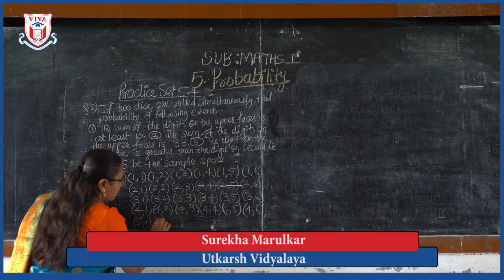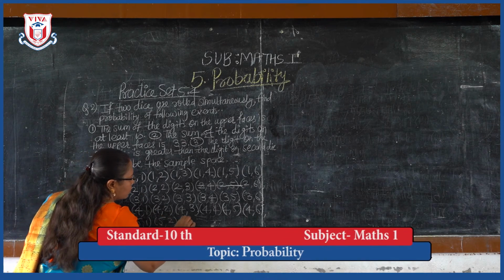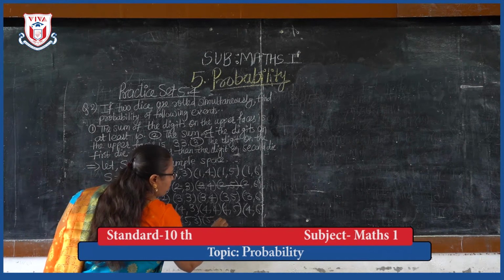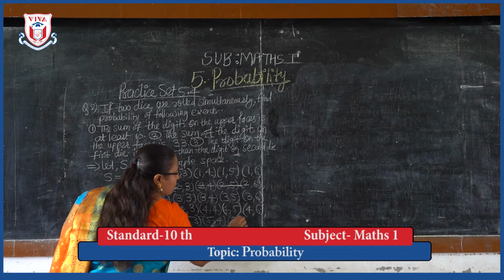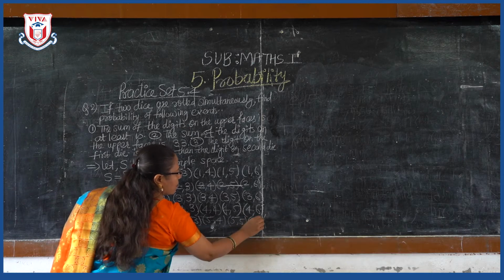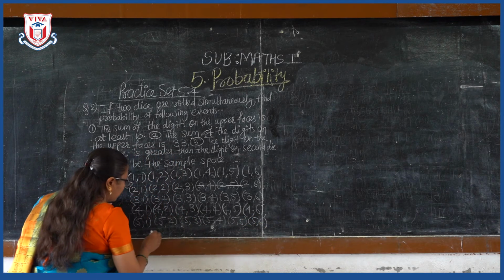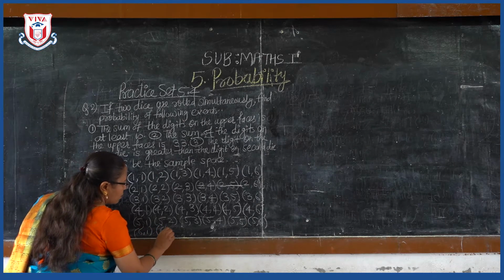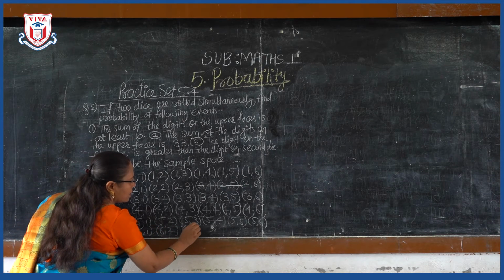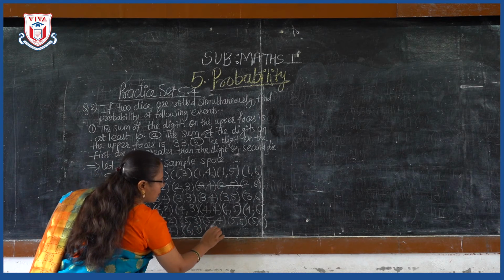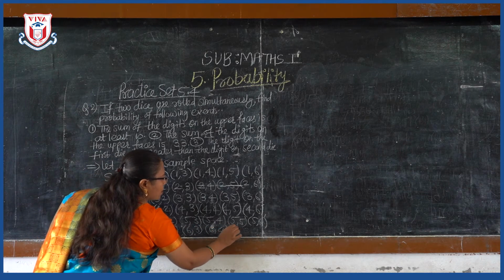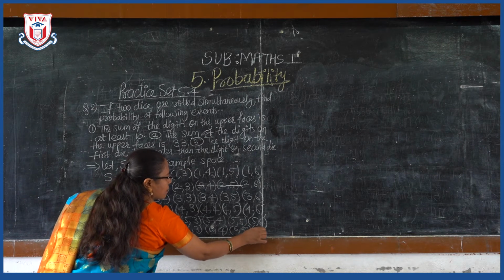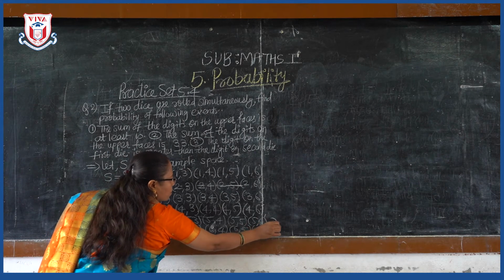5 1, 5 2, 5 3, 5 4, 5 5, 5 6, 6 1, 6 2, 6 3, 6 4, 6 5, 6 6. Close the bracket.